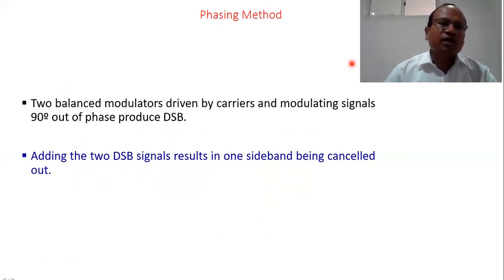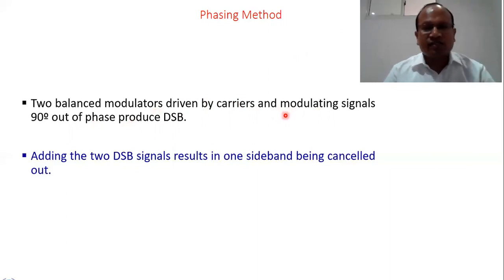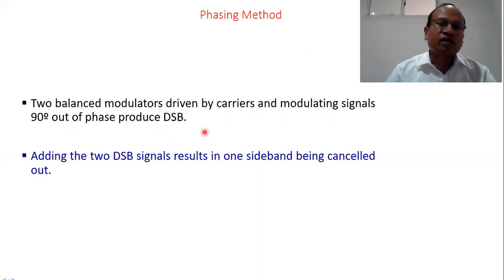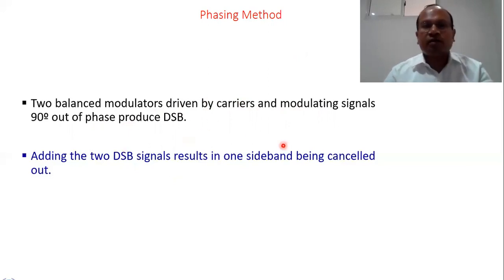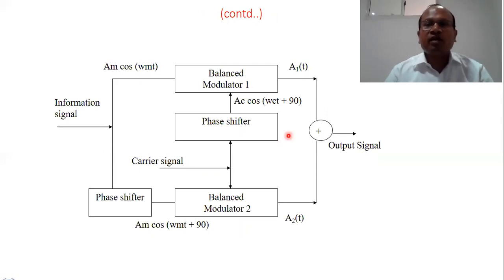How does it work? Here also we use two balance modulators driven by carriers and modulating signals, and the modulating signals and carriers will have a 90-degree phase difference. In the DSB, we will see in the diagram. And if we add both the DSB signals, we will get single sideband, one sideband, and the other sideband will be eliminated. So let us see here.